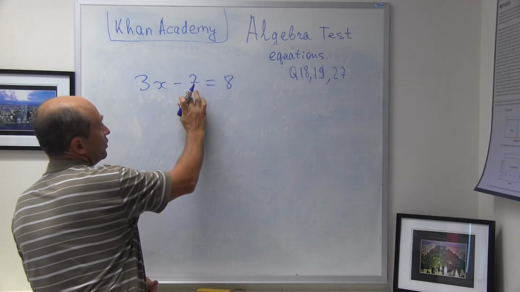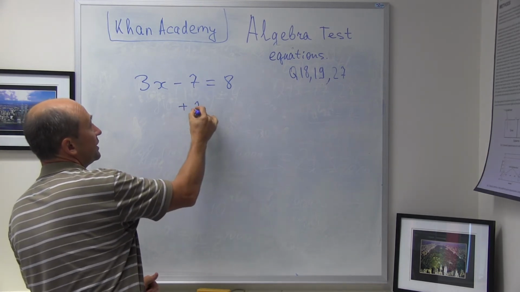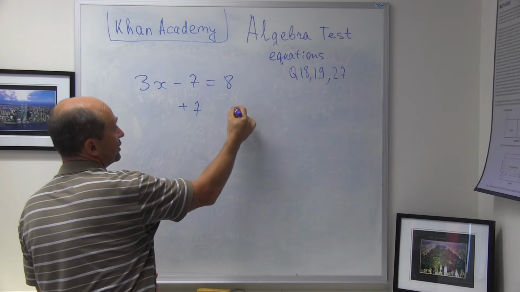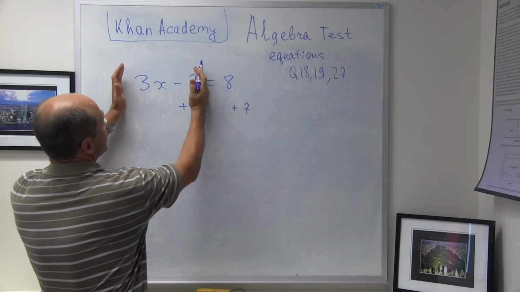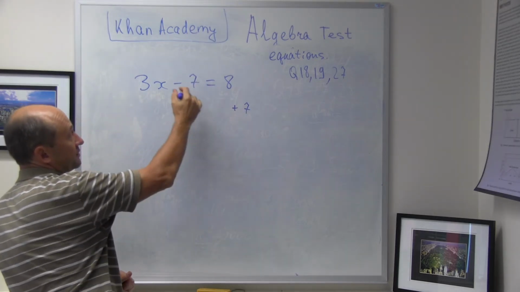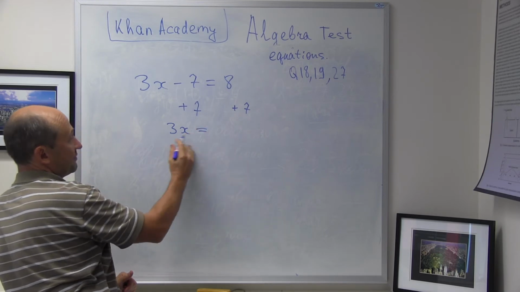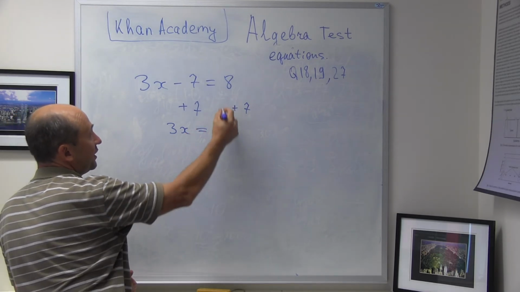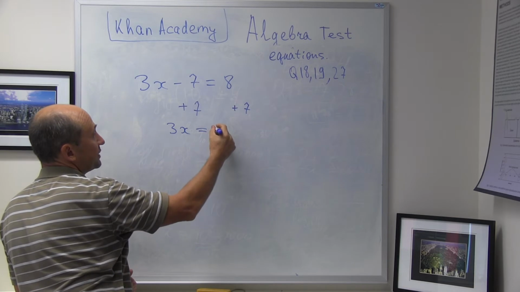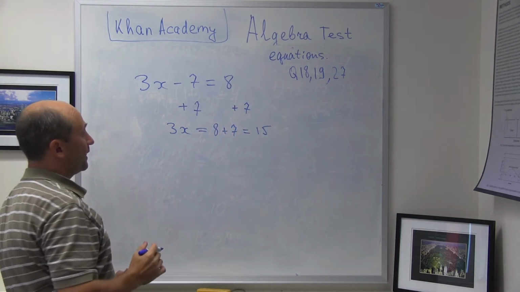Now here we want to first get rid of this 7. How can we do it? We can add 7 to both parts of the equation, to the left hand side and to the right hand side. On the left hand side, minus 7 plus 7 gives us 0, and therefore we just have 3x by itself. And on this side it will be 8 plus 7, which is 15.